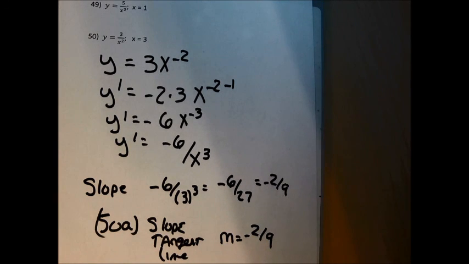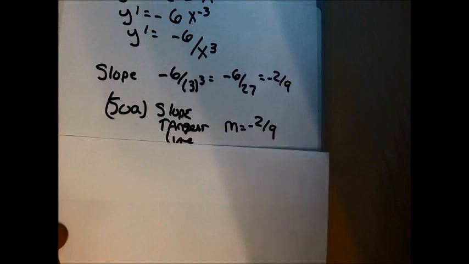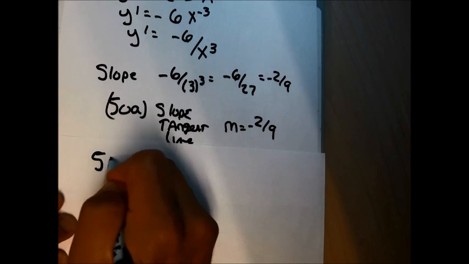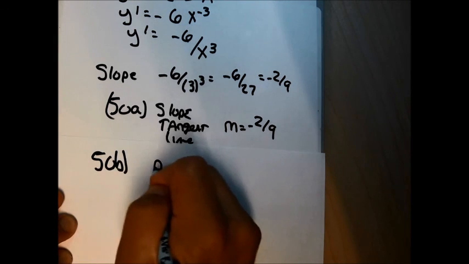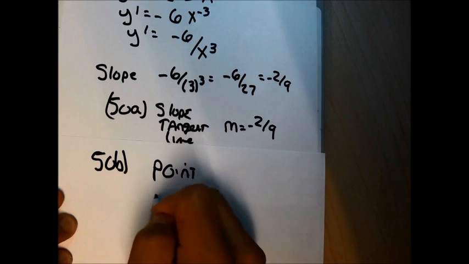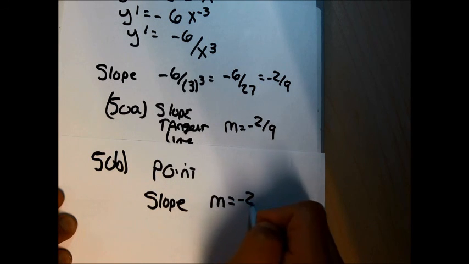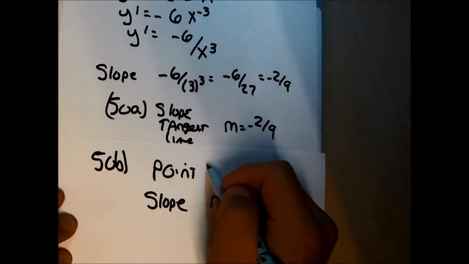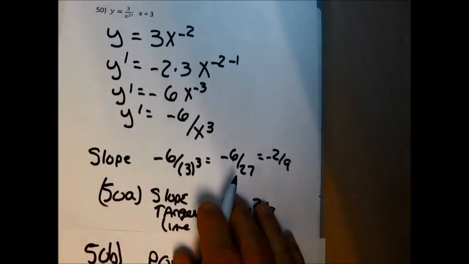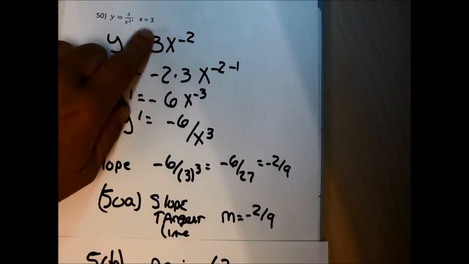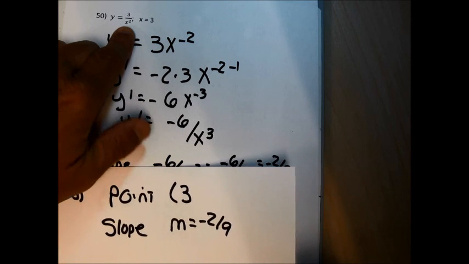For part B, I need the equation of the tangent line, and to get an equation of a tangent line, I need a point, and I need a slope. I know that the slope is m equals negative 2/9, and I know the x-coordinate of the point is 3 because that was given in the problem. To get the y-coordinate on the point, I just plug 3 in for that x.